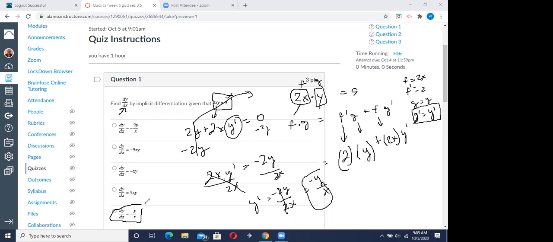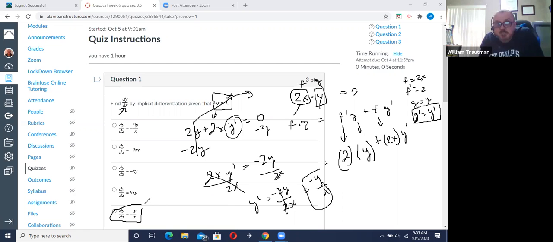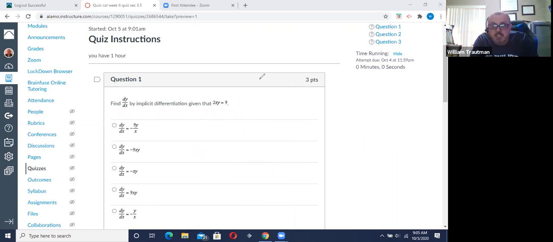Right there. Does that make sense? Yes, sir. So that's just implicit differentiation. I'm going to do the next one. Let's go down and take a look.